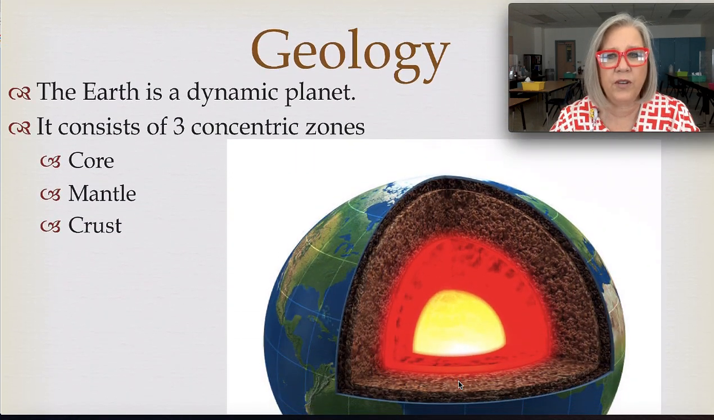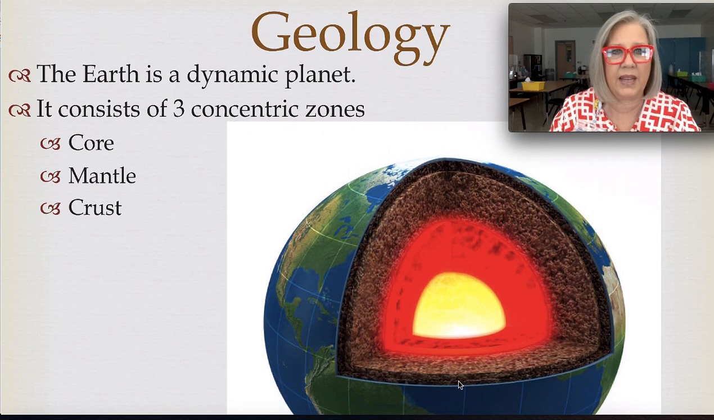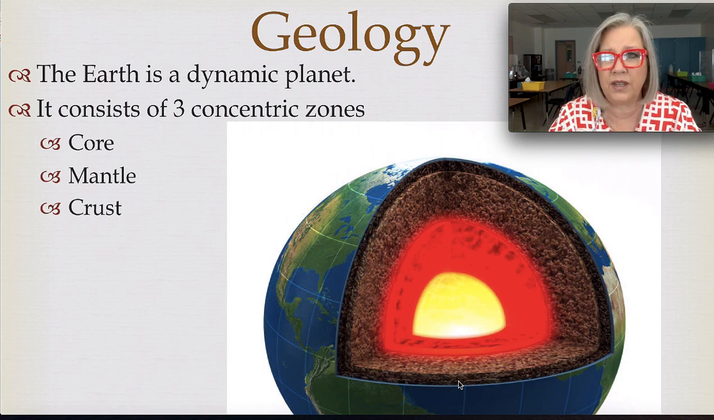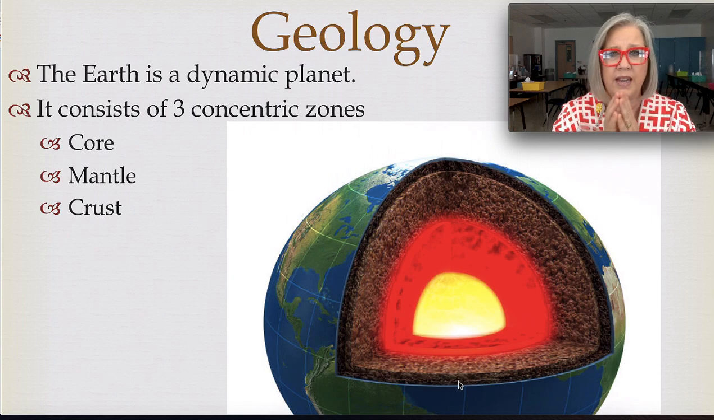All right, the first thing we have to understand is that the Earth is a dynamic planet. What that means is that it's constantly in motion. It's not just a rock sitting out in space going around the sun. We actually are moving and changing, and there are some reasons for that. One is the unseen, what goes on underneath the surface of the Earth. So we have to understand what it is.